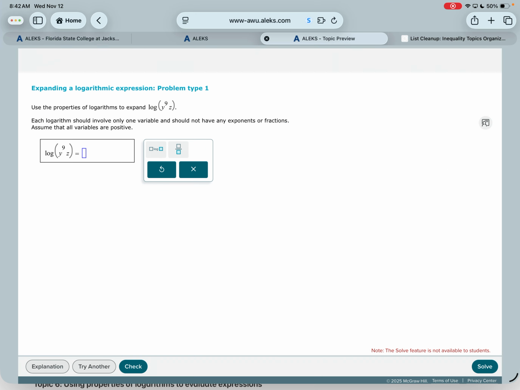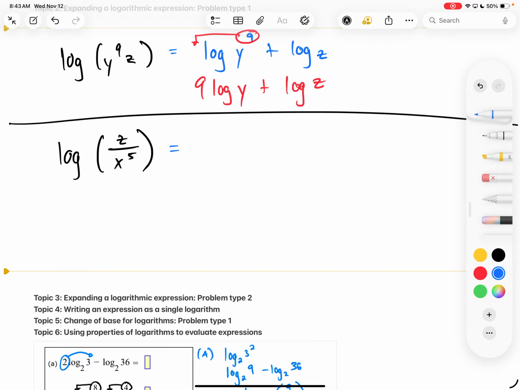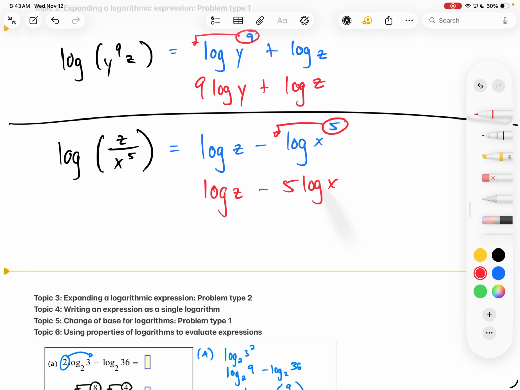For the next one, it is division, so we're going to separate it out into subtraction: log base z minus log x to the 5th. You always do the numerator first, minus the denominator. So we're separating it out into two different logs. And then we take this exponent and drop it down out in front, so it'd be log base z minus 5 log x.